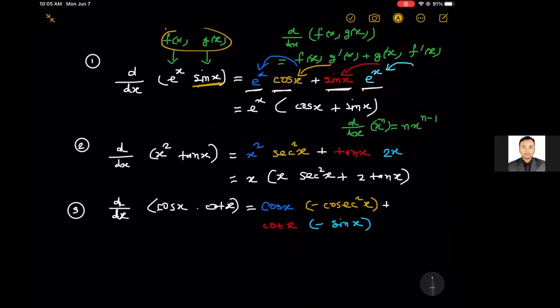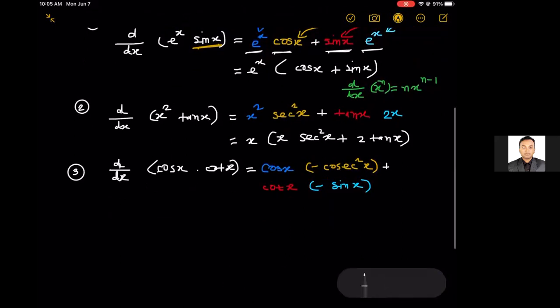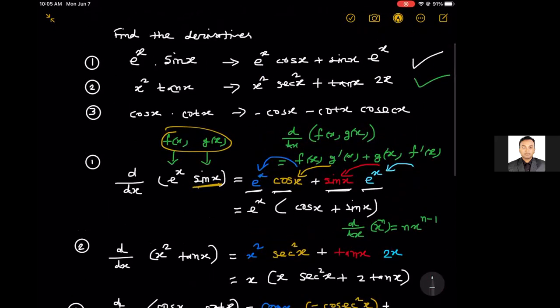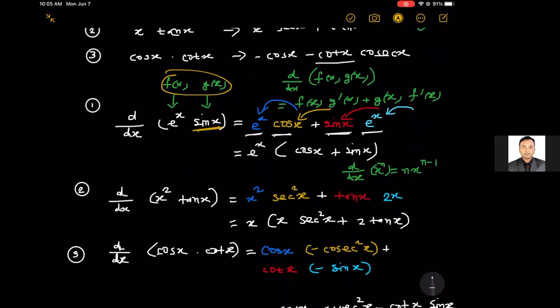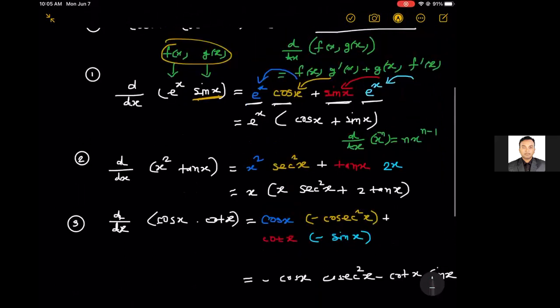So we are done with the formula. Now we just need to see if we can simplify it, or if we can rewrite it in a way that looks better. So this is basically negative cosine x times cosecant squared x, and then negative cotangent of x times sine x. This is your answer. I guess you got this part right.